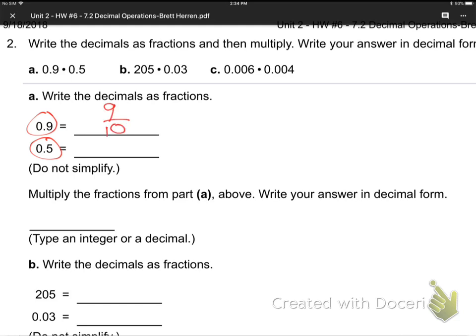9/10. Good. Again, you just put the number over the ending place. It ends 1 place to the right, so 10 on the bottom. And 0.5? 5/10. We're not going to reduce them or anything, because that's part of the whole thing. We want to see them as they are.